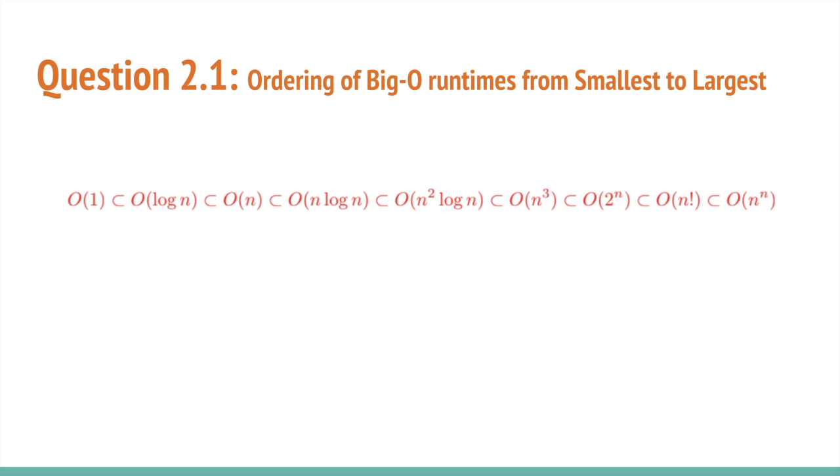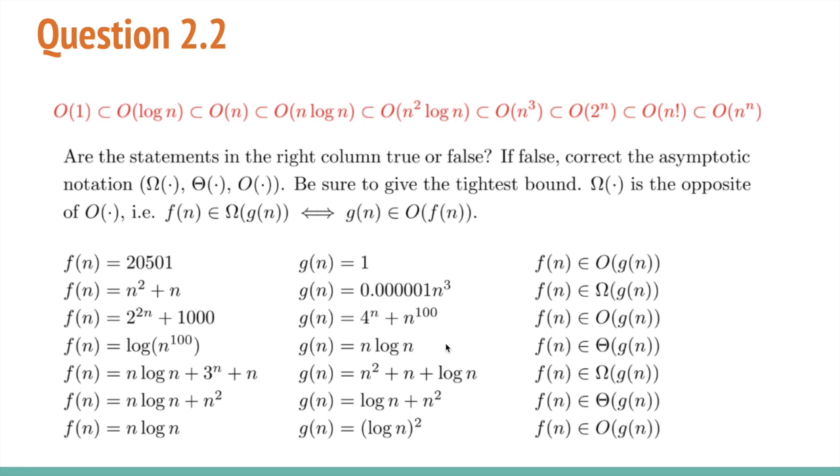So in 2.1, we are asked to sort the big O runtimes from smallest to largest. So here we can see that the best runtime is constant time, the second best is log n, the third is linear, and so on. So with this ordering in mind, in question 2.2, we are asked to evaluate if the following statements are true.